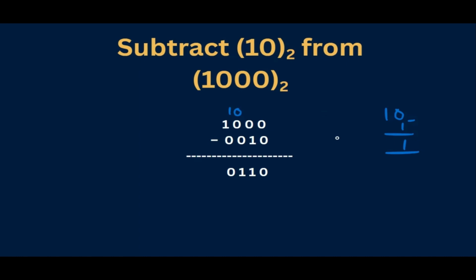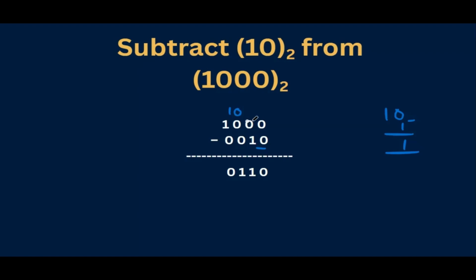Let us try to subtract the binary number 10 from 1000. So we take the largest number and subtract the smaller number 10 from it. Starting from LSB, we have 0 minus 0, which is equal to 0. Here again, it is 0 minus 1. Here, 0 is less than 1. We need to borrow.